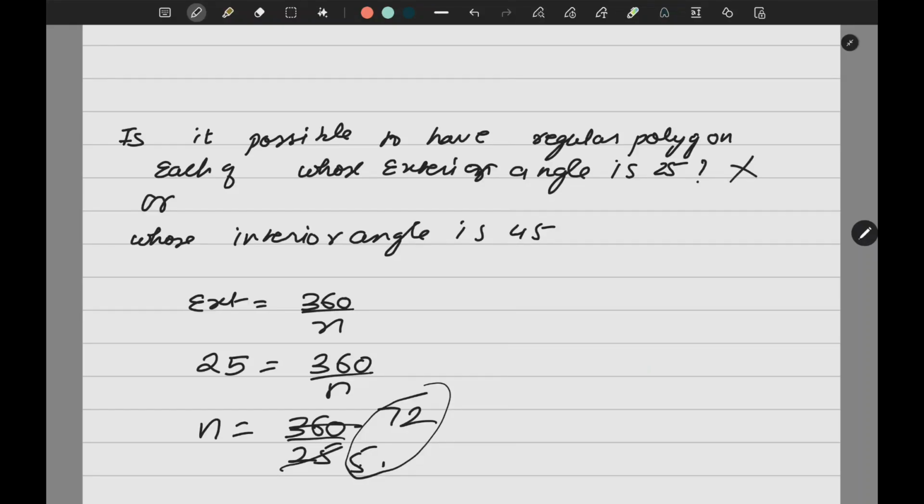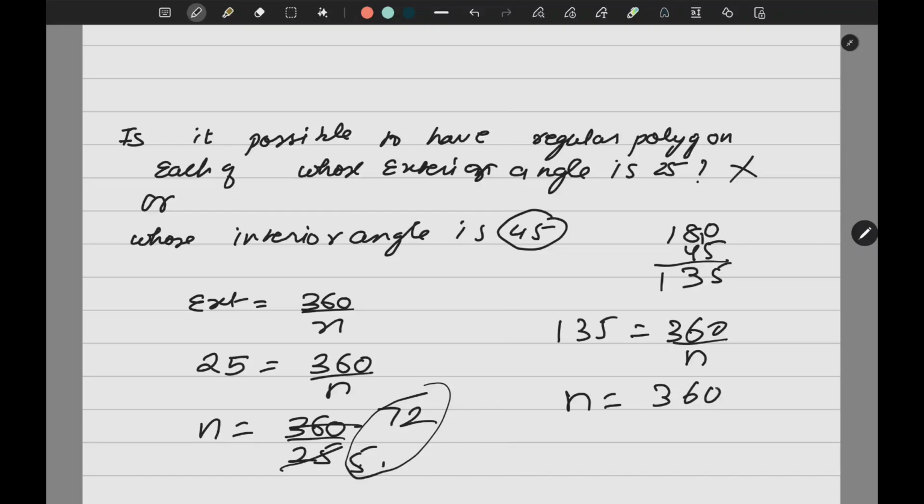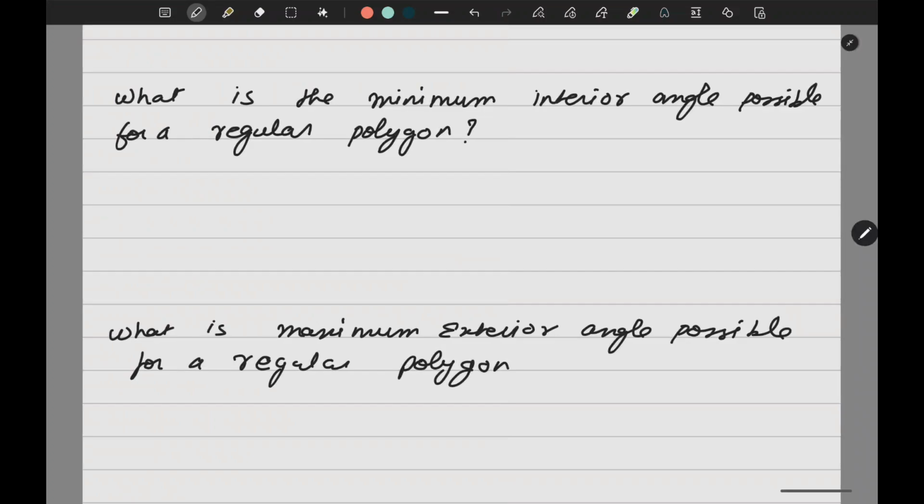Same way, when I ask you about the interior angle: is it possible to have a regular polygon with this interior angle? So if the interior angle is 45, what is the exterior angle? 180 minus 45, so this will become 135, right? So I'll do it like that: 135 is equal to 360 upon n. So n is equal to 360 upon 135. Again it is a fraction, so this is also not possible. So this is again one category of question where you have to check whether you can make the polygon or not. Okay.